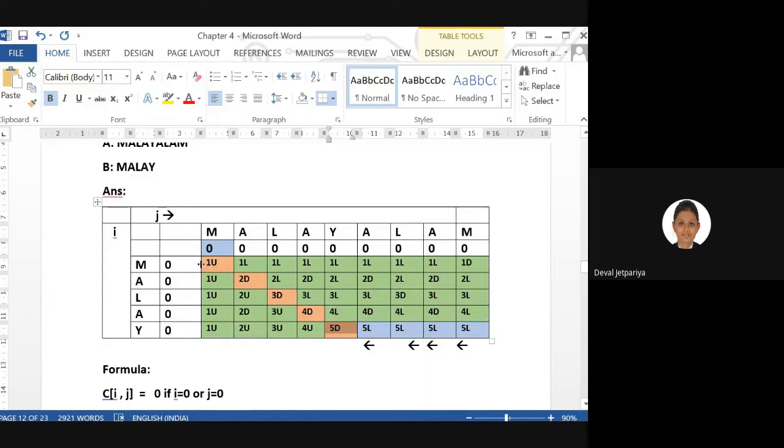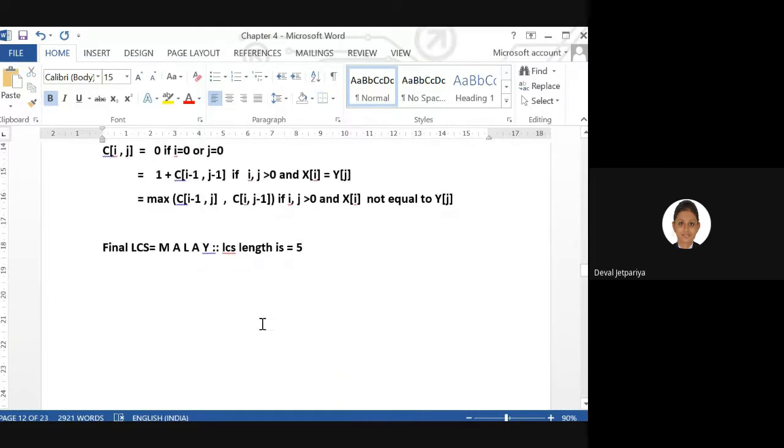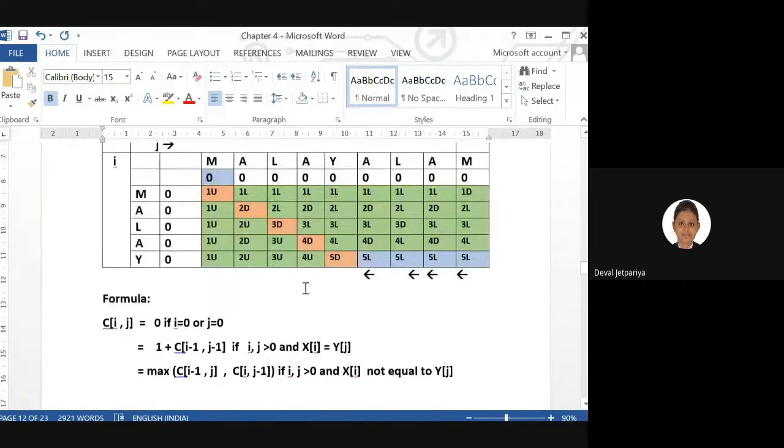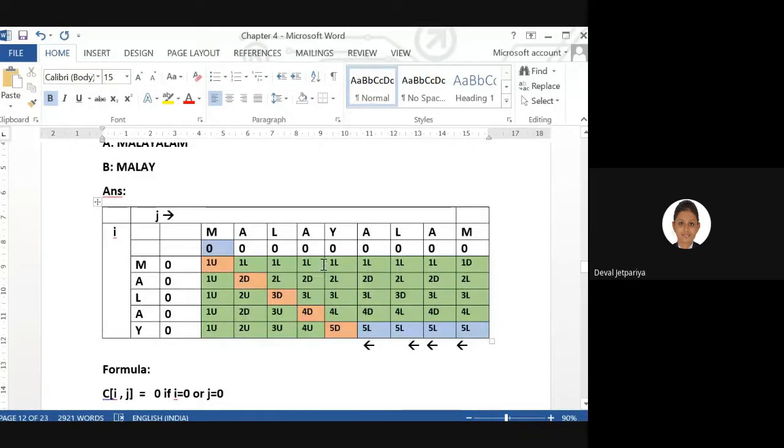So for this box we are getting M and M. For this box we are getting A and A. For this box we are getting L and L. For this box we are getting A and A. And for this box we are getting Y and Y. So our final LCS is MALAY having length of 5 characters.